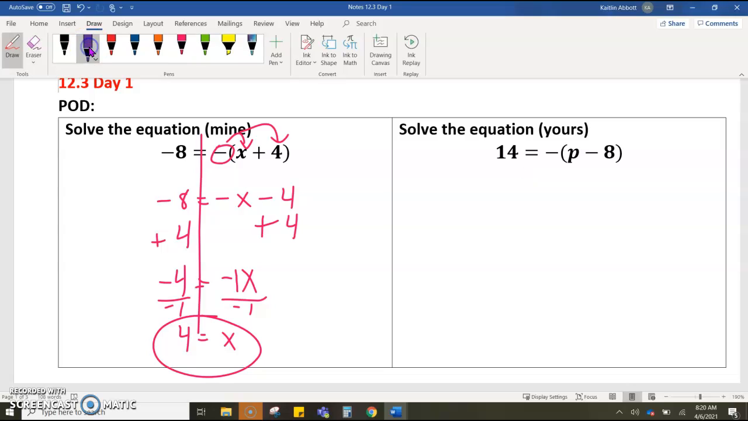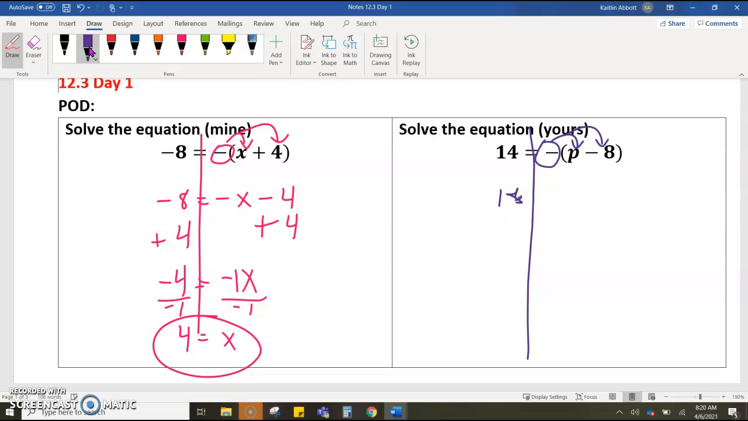All right, hopefully you did that. So split your problem in half. You also had a negative you had to distribute to both terms inside the parentheses, so we're going to multiply. Well, first we're going to bring that 14 down because we don't do anything with that 14.